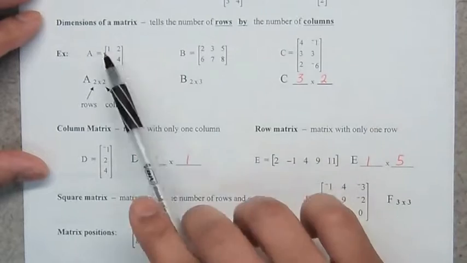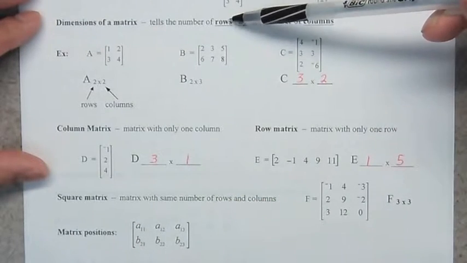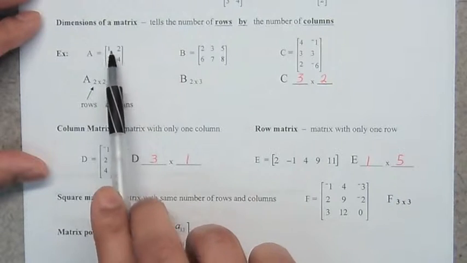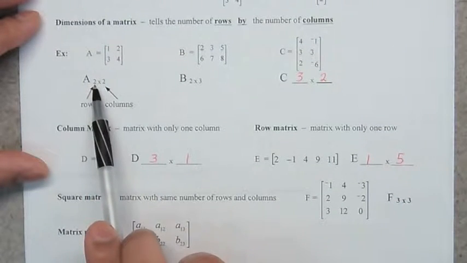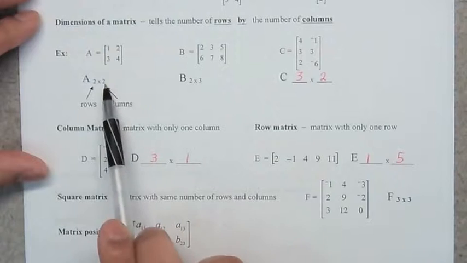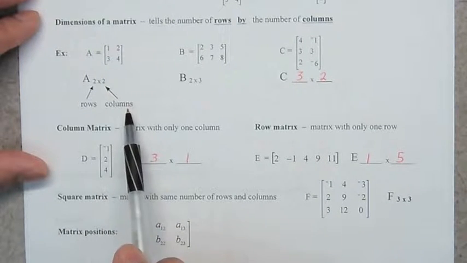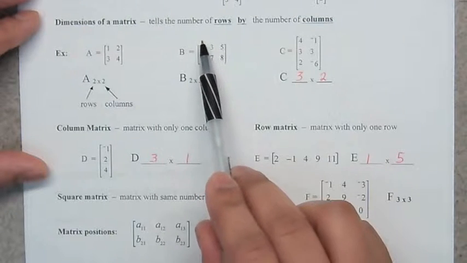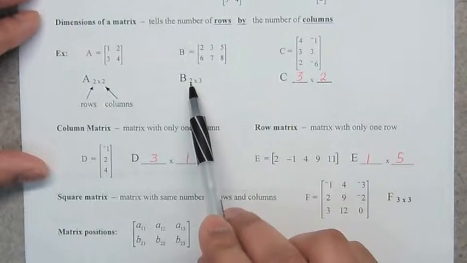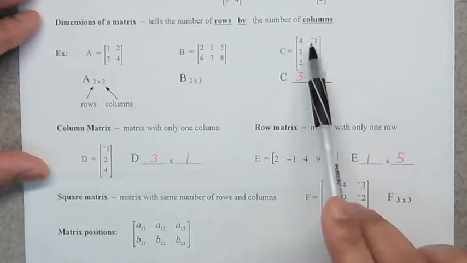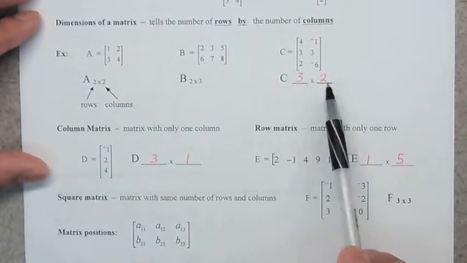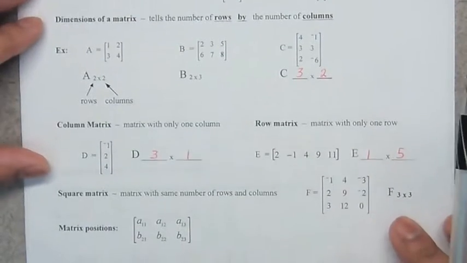Okay. Dimensions of the matrix tell us the number of rows by the number of columns. So each matrix has a dimension. So this has 2 rows, 1, 2. So you write that first, and then 2 columns second. And it's always rows written first, columns second. So again, 2 rows going across by 1, 2, 3 columns. So that's a 2 by 3 matrix. Again, this one, 1, 2, 3 rows by 1, 2 columns. So let's say 3 by 2.